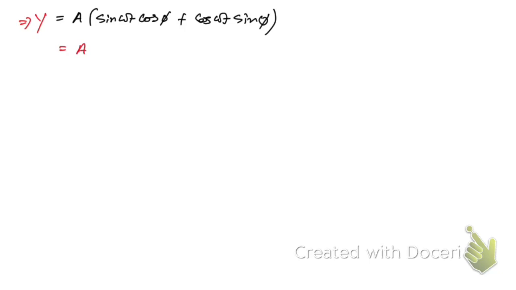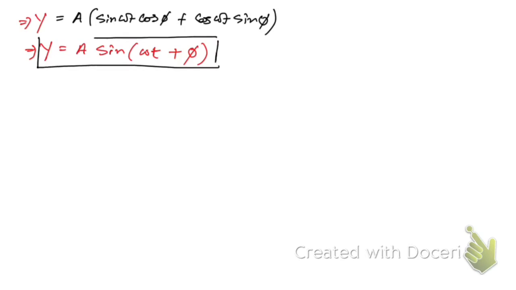So here you see, this is the last step we have got. Now sin(a + b), here a is omega t and b is phi. So this is the resultant displacement due to the superposition of two waves y1 and y2. Now let's find the value of A and phi.